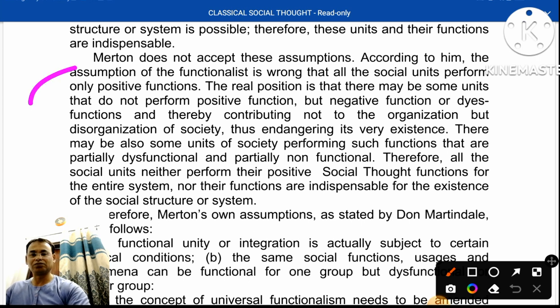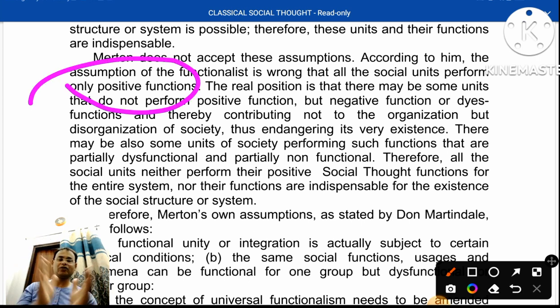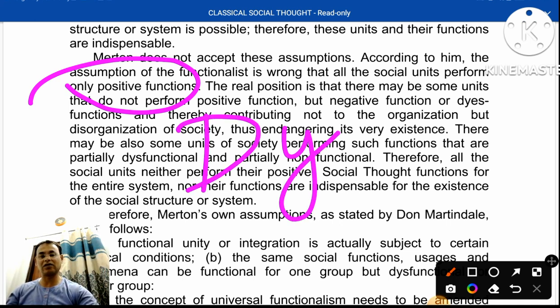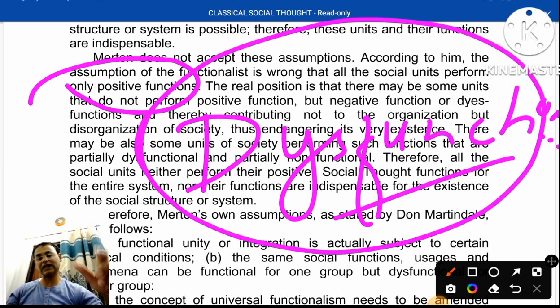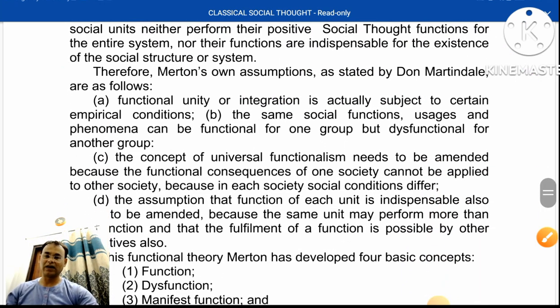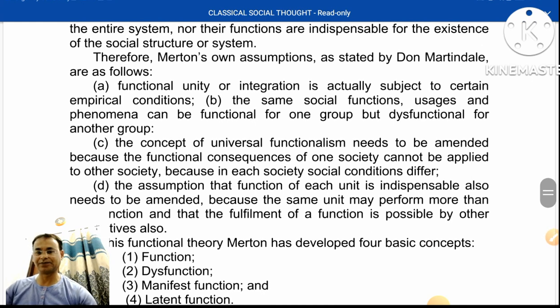So Merton's real position is that there may be some units which do not perform positive function. So Merton describes negative function as well. There are some units in society who do not function properly, and they have negative effects. Suppose they are committing crime. So he thought that there is also dysfunction of units.